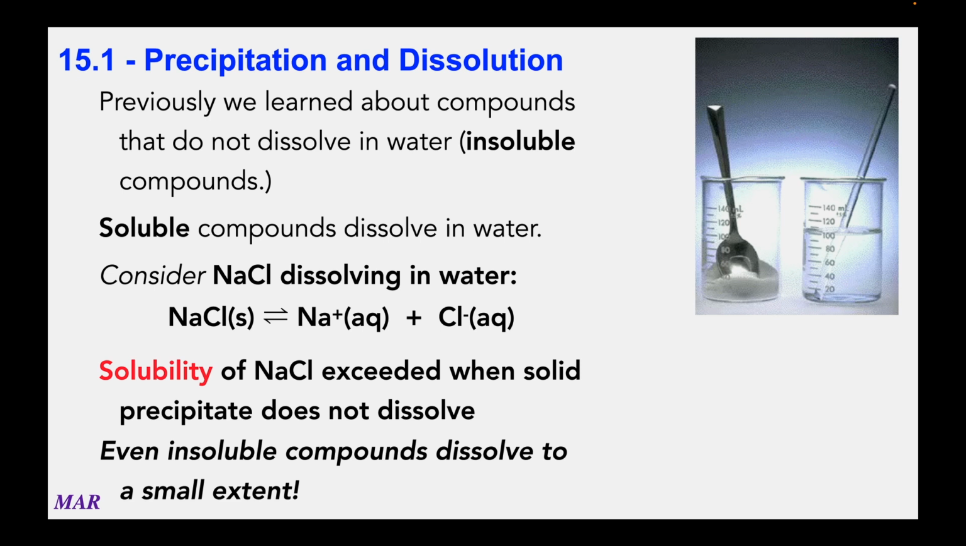Remember, the ionic compounds don't just dissolve, they dissociate into ions. So you have 2 ions coming for every NaCl that dissolves. The solubility of sodium chloride is exceeded when the solid precipitate doesn't dissolve anymore. Remember, solubility is like a threshold, and once you go past that threshold, maybe it's like 0.1 grams, maybe it's 200 grams, who knows? But whatever that number, when you go past it, that's when you begin to form a solid. The precipitate doesn't dissolve anymore.